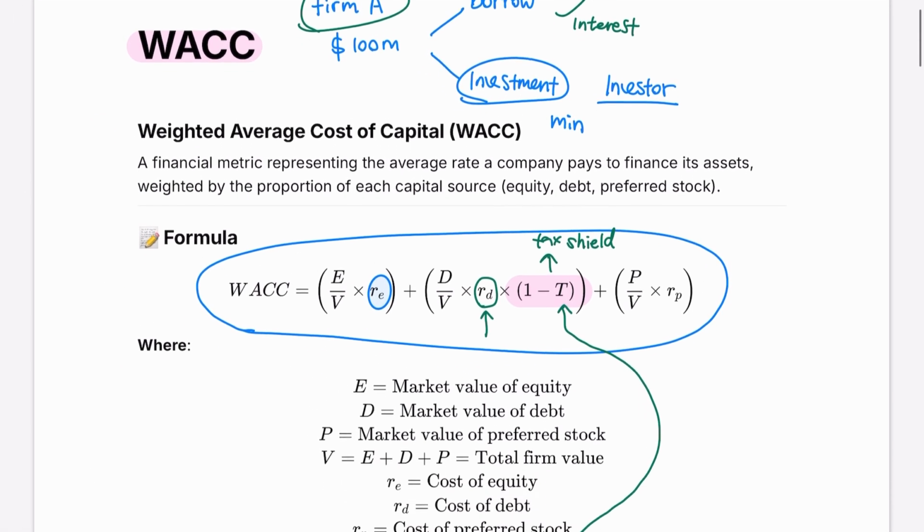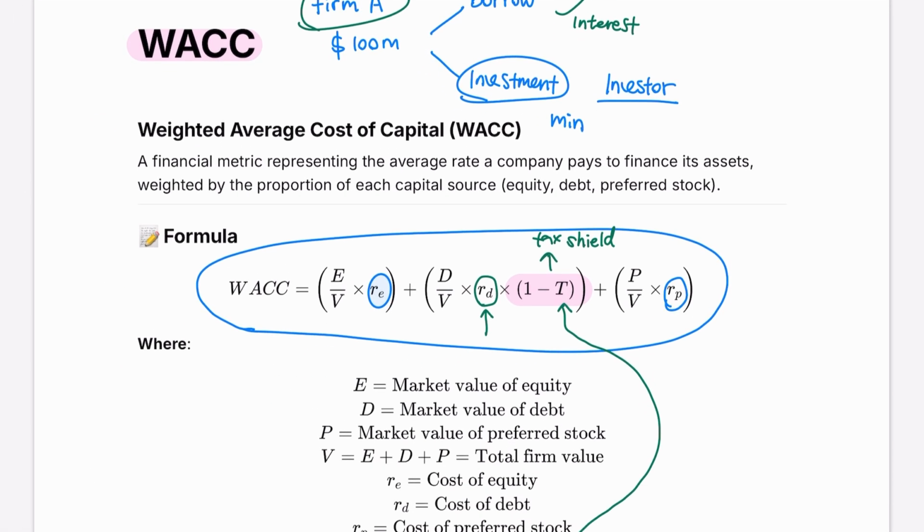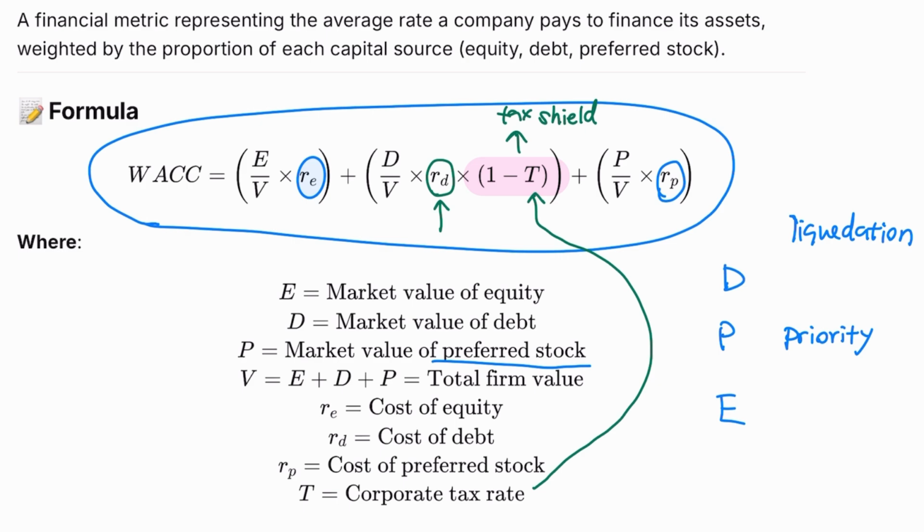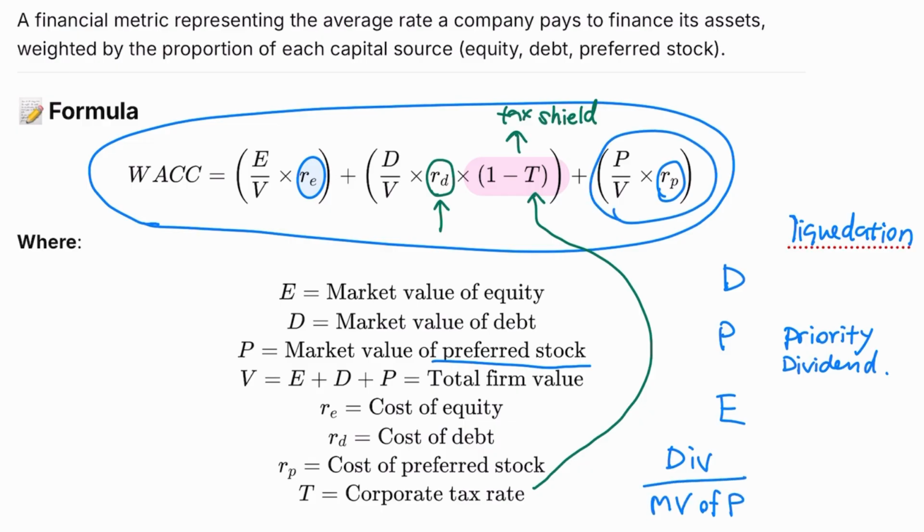Sometimes a company may encounter preferred stock. Preferred stock is something between debt and equity. Preferred stock has higher priority when the company is facing liquidation, and at the same time, it has higher priority in terms of receiving dividends. The cost of preferred stock is normally calculated by the dividend divided by the market value of preferred stock. In today's video, we'll focus more on equity and debt.